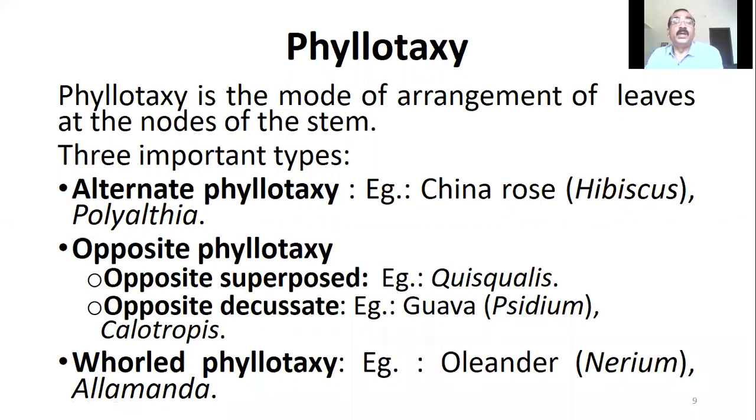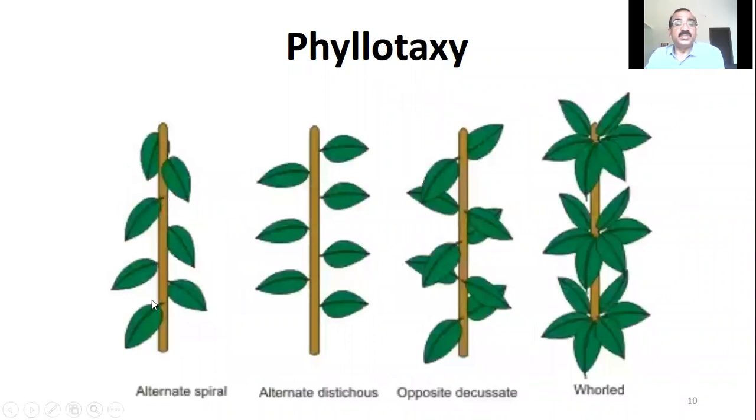There are three types. Now alternate phyllotaxy, you can see here, this is alternate phyllotaxy. Can you see the diagram on the screen? Yes, sir. Okay. So alternate, look at this. What is the arrangement? This is a stem, these are the nodal points, and at each node there is a single leaf. So from every node a single leaf develops, and look at the arrangement.